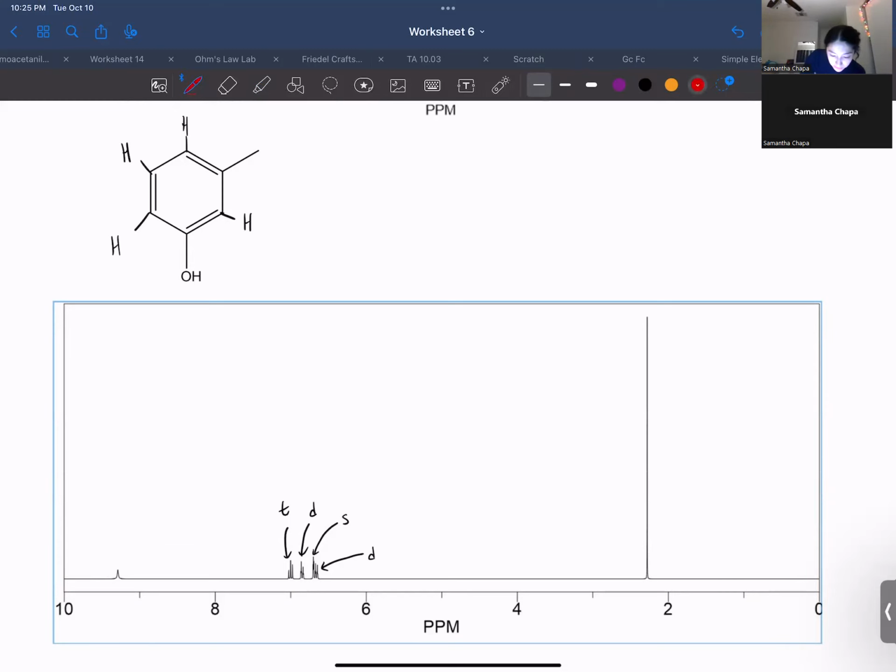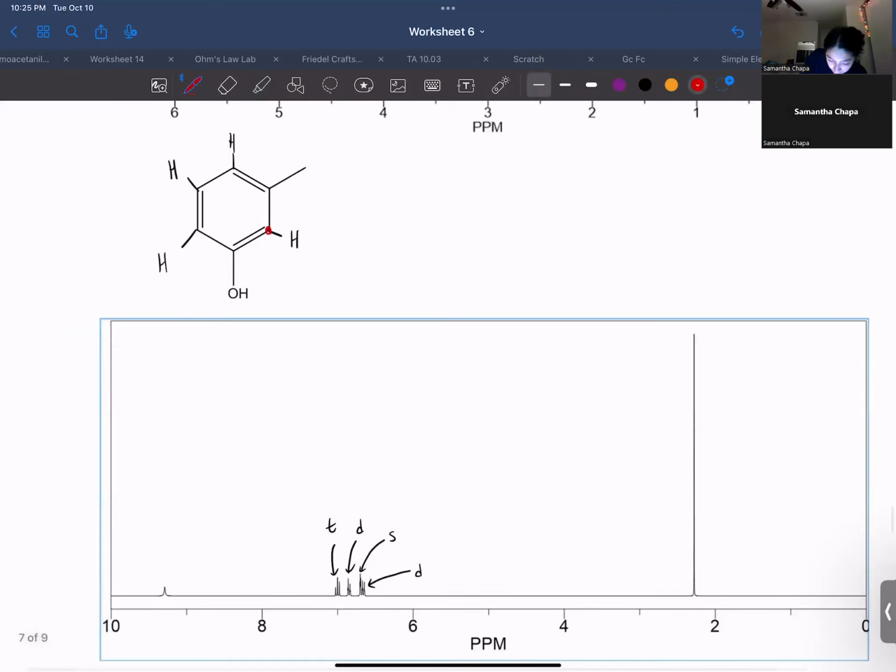So then those hydrogens, I'm looking at this carbon, these are its neighbors, and there's no hydrogens on them. So then I would say this is a singlet. Cool. I'm looking at this carbon right here. These are its neighbors, and only one of them has a hydrogen neighbor. So then this is a doublet.